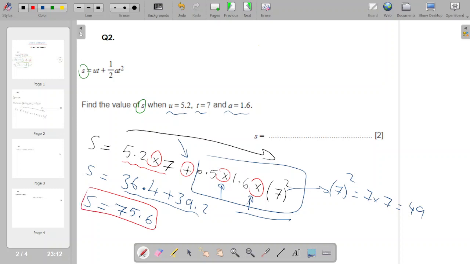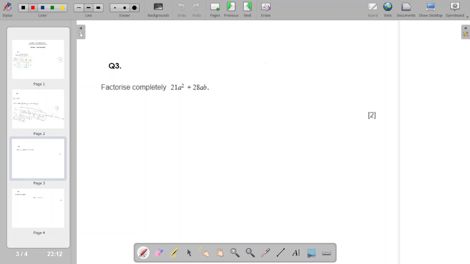S is going to be equal to 75.6. If you solve this, you're going to get 2 marks. Now to the third question.